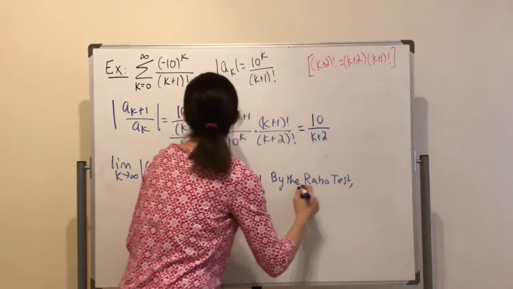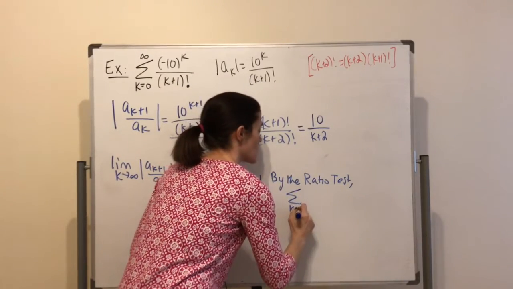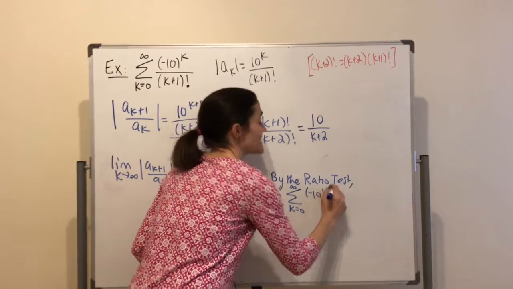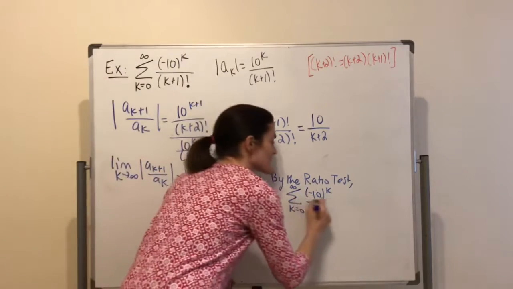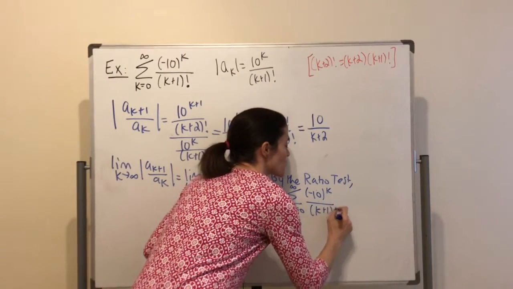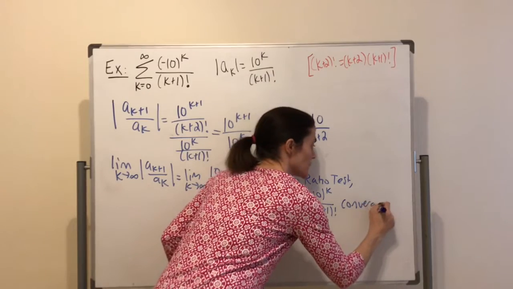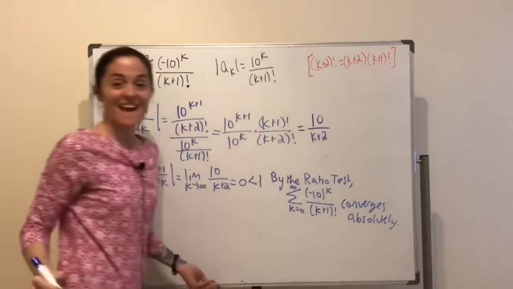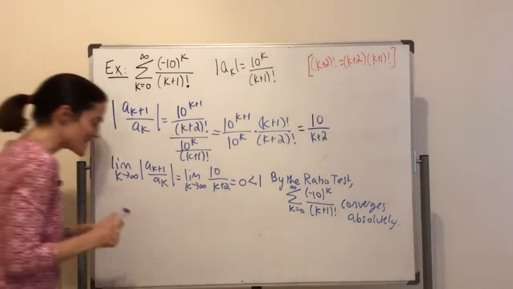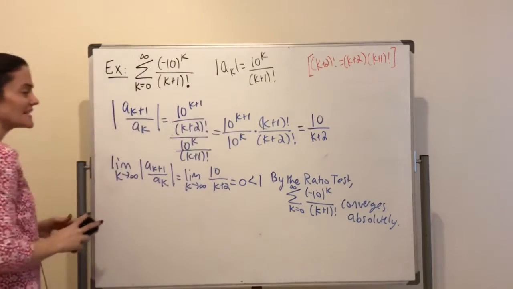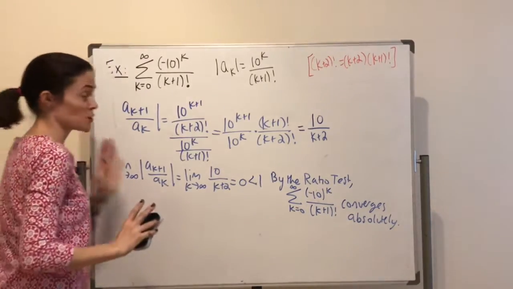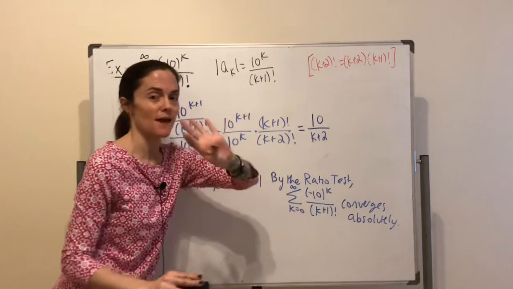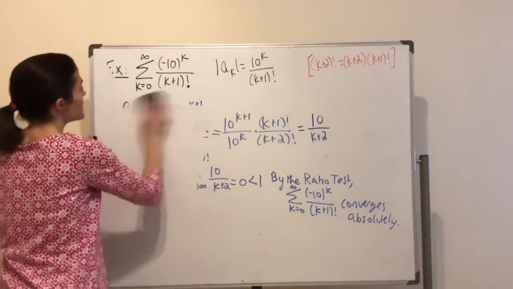My series, the sum from k equals 0 to infinity of minus 10 to the k over k plus 1 factorial, converges absolutely. Okay, now let's do another example. Well, I should mention we are done. I have figured out its absolute convergence, one of the three things that can possibly happen.